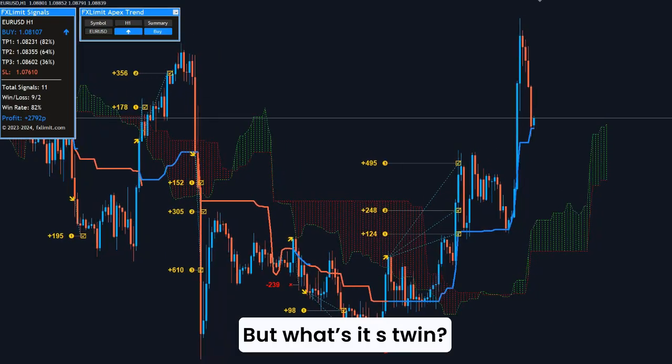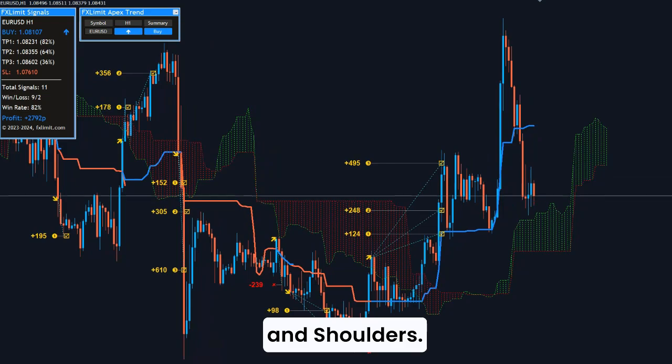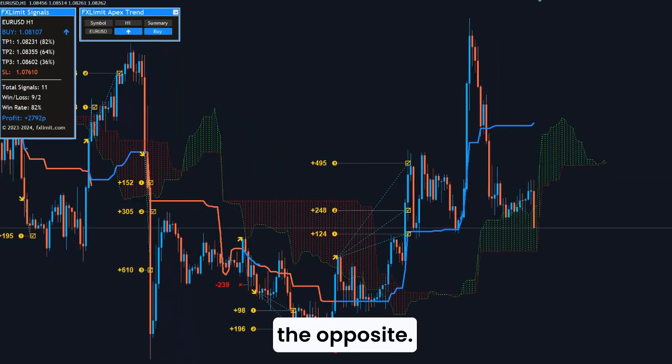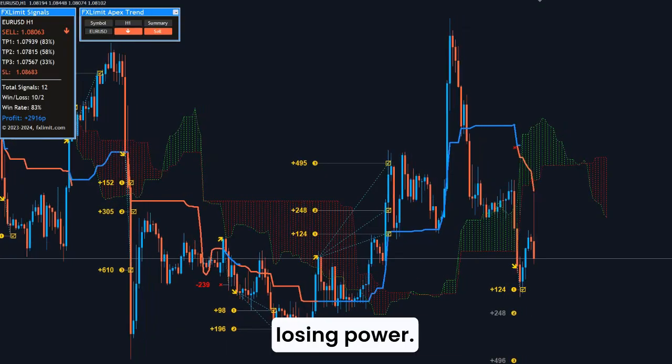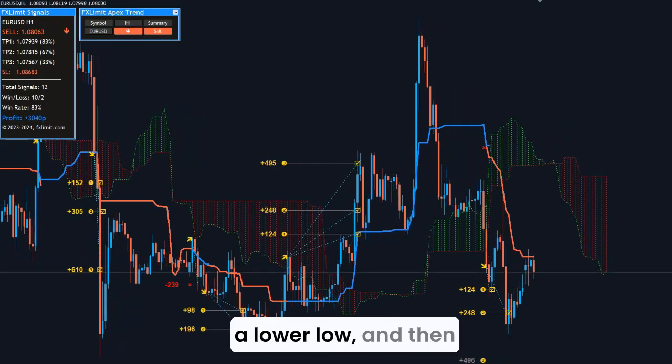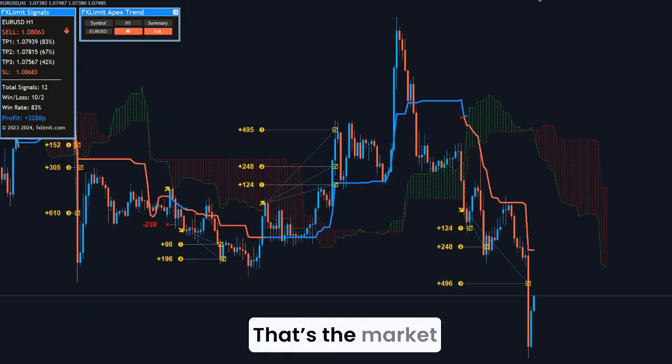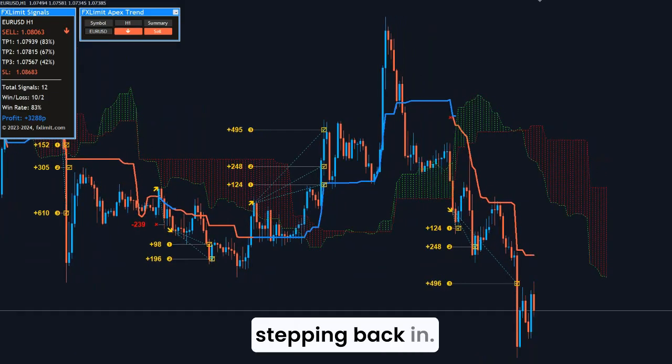But what's its twin? The inverse head and shoulders. It's exactly the opposite. Imagine a downtrend losing power. You see a low, a lower low, and then a higher low. That's the market whispering that buyers are stepping back in.